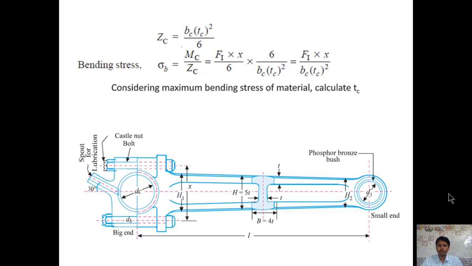Then from there, we have to calculate the bending stress. So, sigma b equals Mc by Zc, where Zc is the section modulus. We take a rectangular cross section, hence Zc becomes bc tc square by 6. So, sigma b becomes Mc by Zc equal to Fi x by 6 into 6 by bc into tc square. Considering the maximum bending stress of the material, we can calculate tc, that is the thickness of the cap.